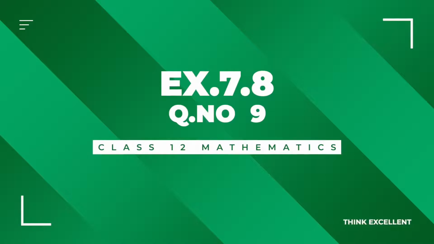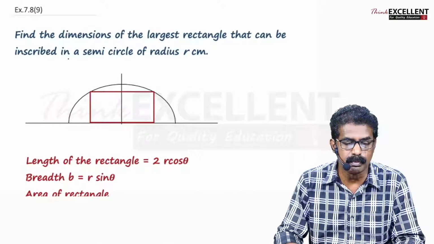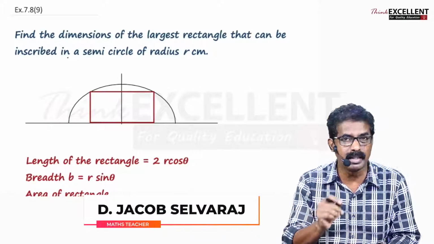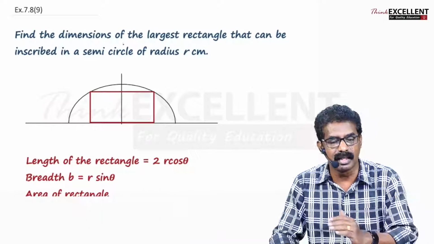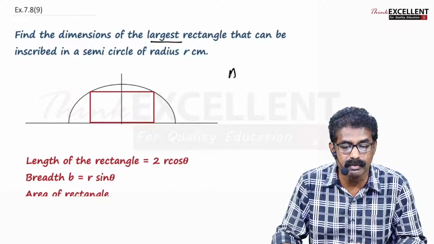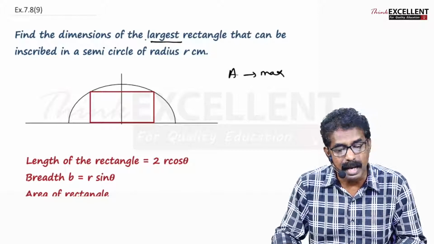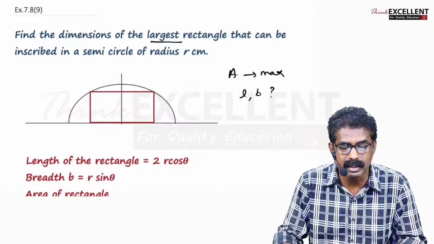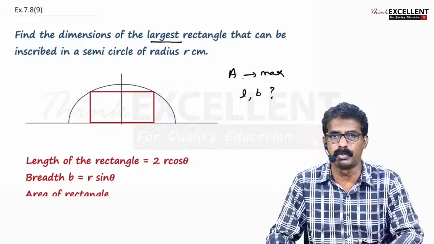Now let's move on to question number 9. Listen, the ninth question. It's a very simple question. Already we did one full circle, any point, the parametric form, same method only. Find the dimensions. So find length and breadth of the largest rectangle. So you have to prove area is maximum. Find the dimensions. You have to find length and breadth. Okay, that's the question. So read the question, try to understand what you are supposed to prove.